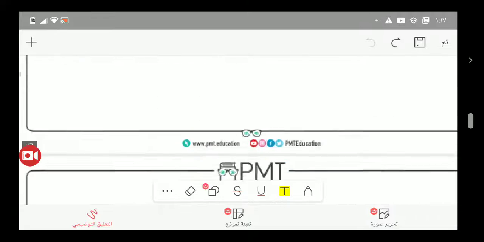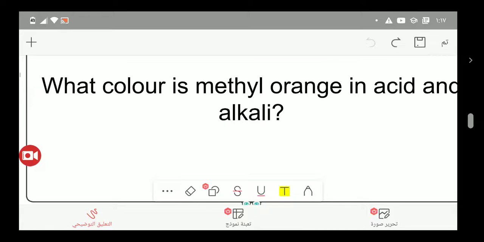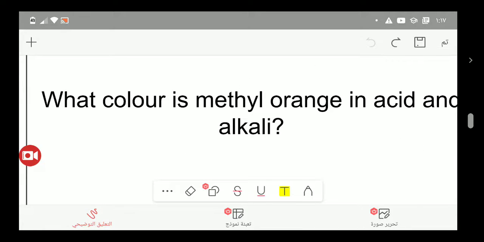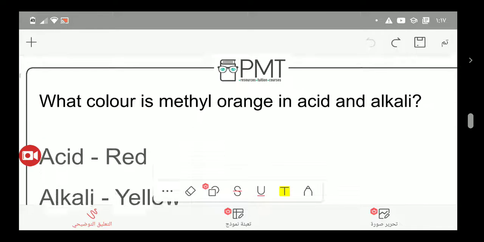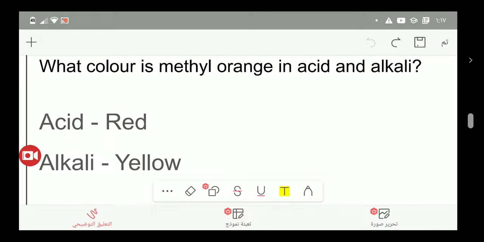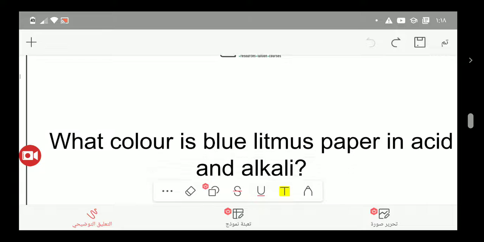Next question. What color is methyl orange in acid and alkali? We have to memorize that methyl orange is an indicator which indicates the basicity or the acidity of anything. Methyl orange with acid is red, and in alkali it is yellow.